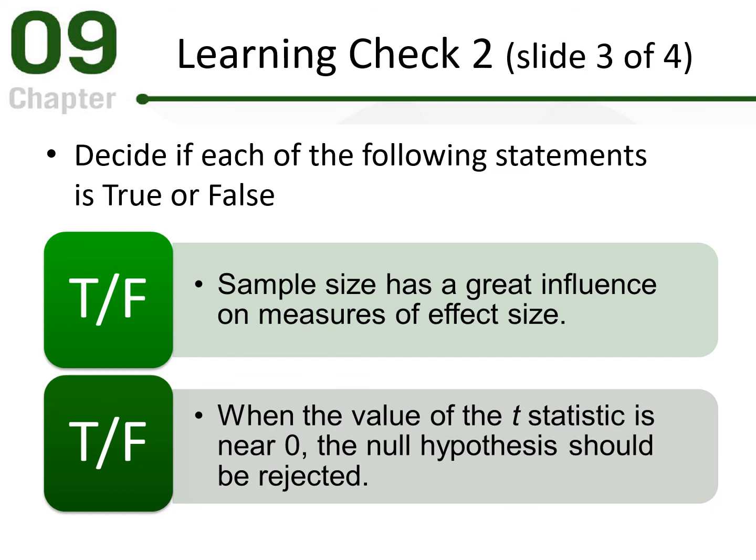And the second one, true false, when the value of the t-statistic is near zero, the null should be rejected. Well, obviously false. The greater the t is, the further away from zero the t-statistic is, whether it's positive or negative, the more likely you're going to reject the null. And when the t-statistic is near zero, it's going to be in the middle of the distribution. There's really no chance of rejecting the null at that point. So when the value of the t-statistic is near zero, you do not reject the null hypothesis. So that's false.